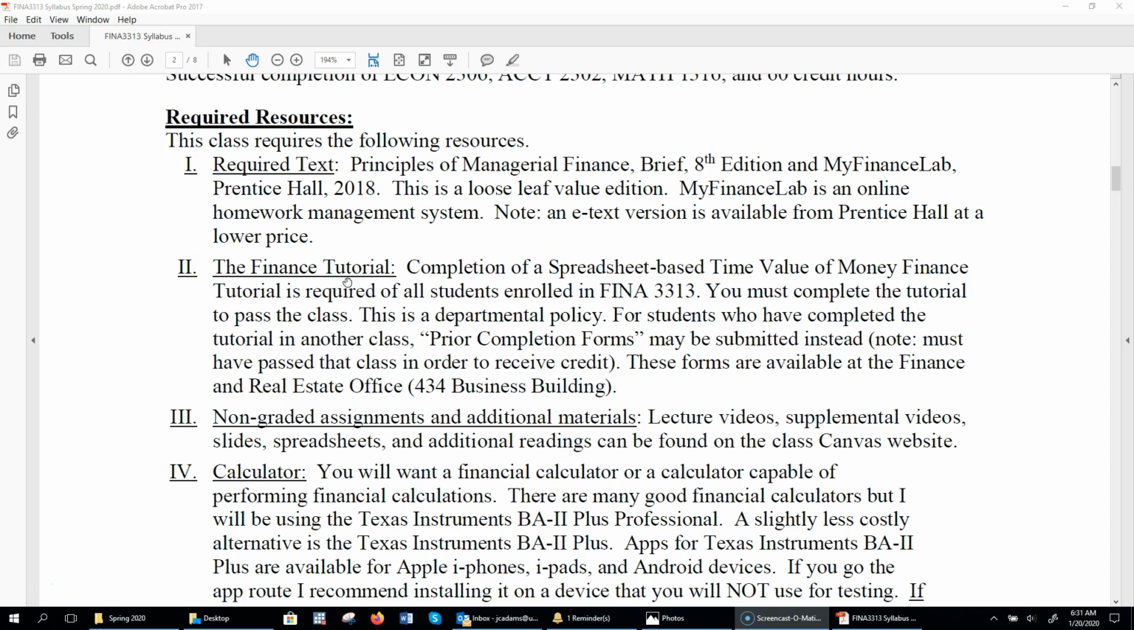Also, the bookstore is infamous for running out of these things, so I strongly urge you, buy your time value of money spreadsheet packets. It's around $10 to $15, somewhere in that range if I remember correctly. Buy it as soon as possible, because I guarantee if you wait until 2 weeks before the assignment is due, this seems like it happens every semester, the bookstore will run out.